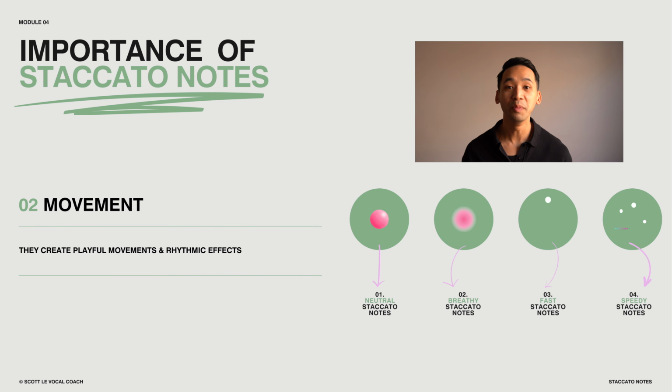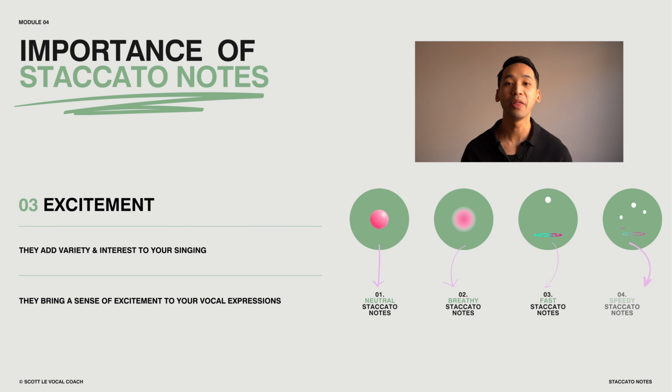Number 2, for movement. They do create playful movements and rhythmic effects, and this does create interest from the audience. And finally, number 3, for excitement. Staccato notes add variety and excitement into your singing, and they also add a sense of excitement into your vocal expressions.